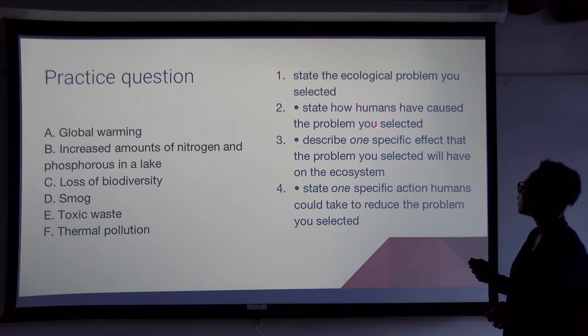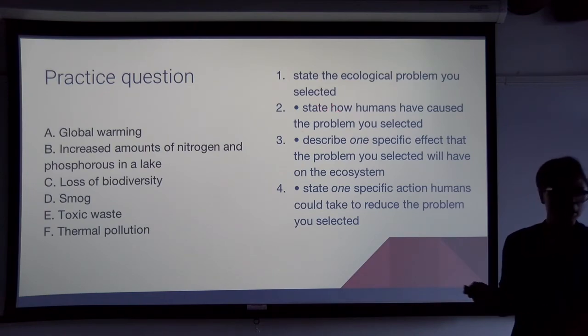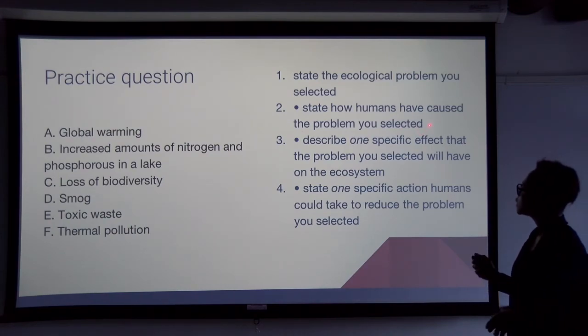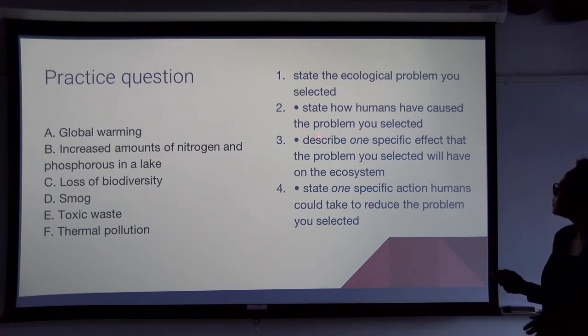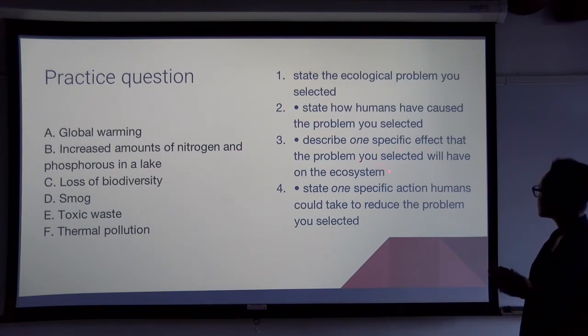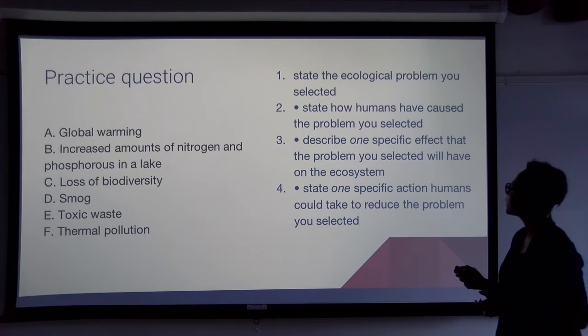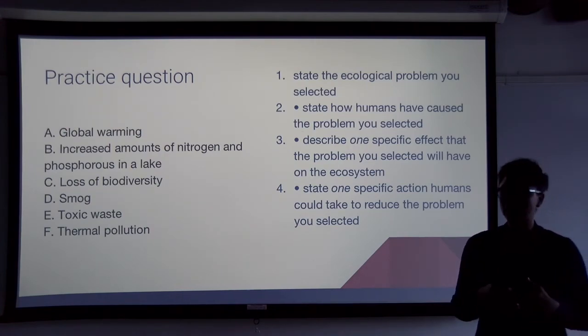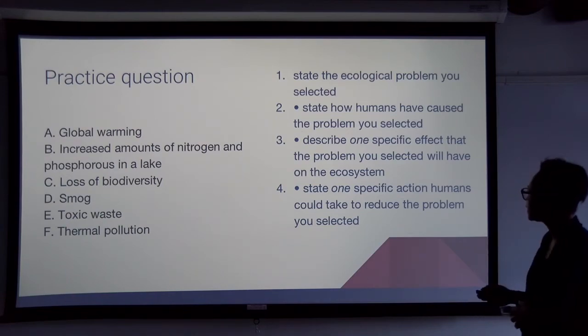State how humans are creating this problem. You could say through hunting or over-hunting. Or you could have said cutting down trees. Let's go with that. Cutting down trees. Describe one specific effect that the problem you've selected would have on the ecosystem. It can affect our chances of finding new genes, new traits. It could disrupt the food chain.